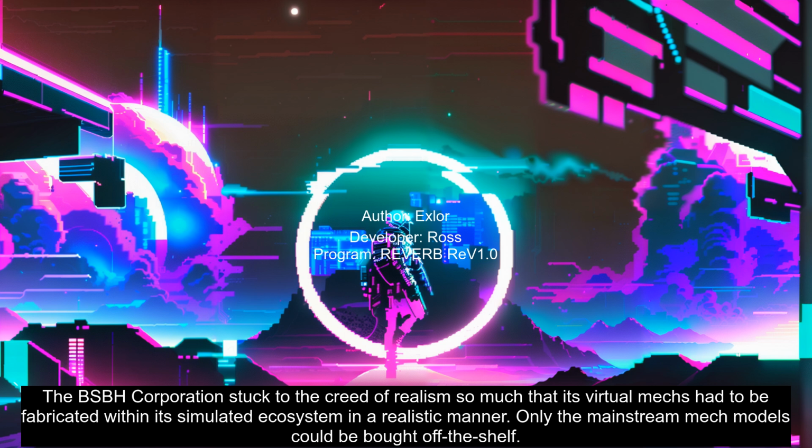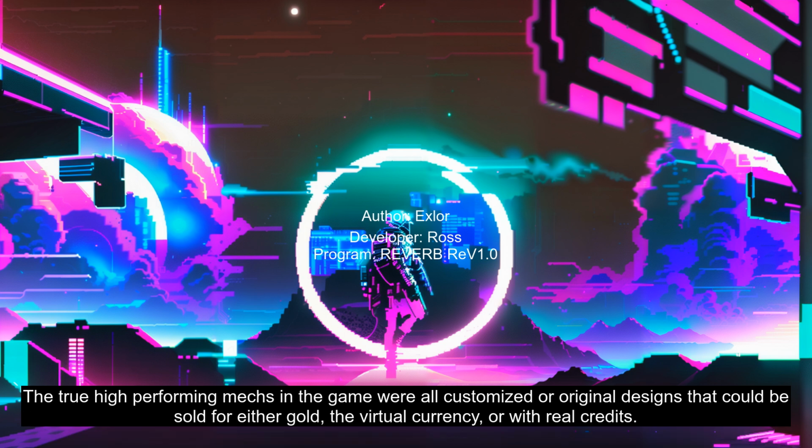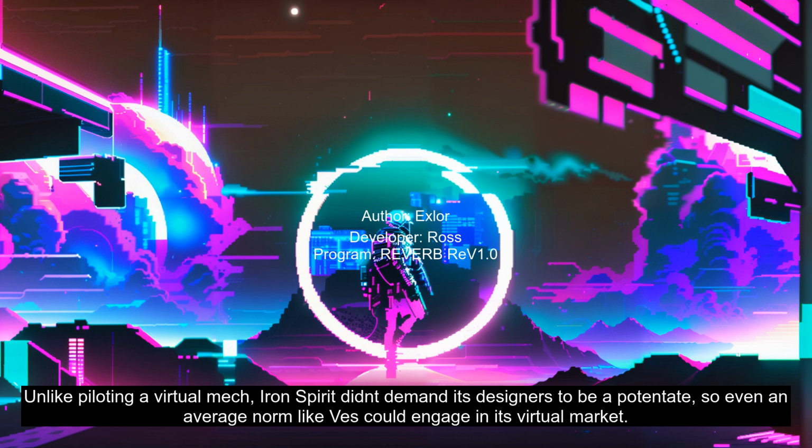Only the mainstream mech models could be bought off the shelf. The true high-performing mechs in the game were all customized or original designs that could be sold for either gold, the virtual currency, or with real credits. Unlike piloting a virtual mech, Iron Spirit didn't demand its designers be a potentate, so even an average norm like Vess could engage in its virtual market.